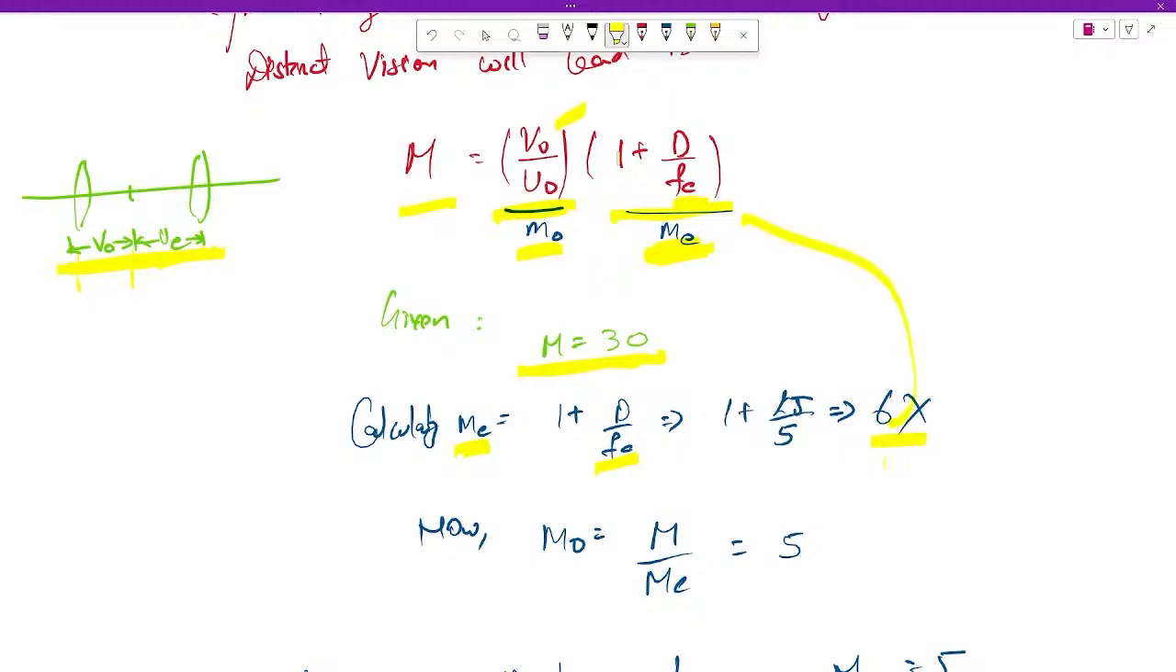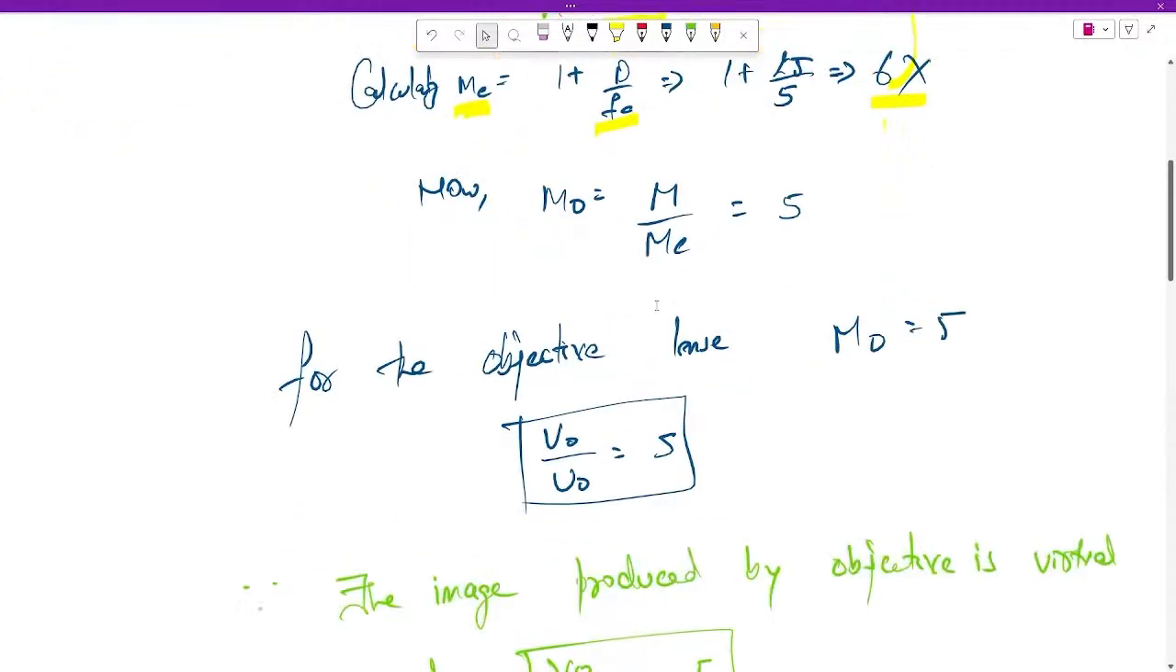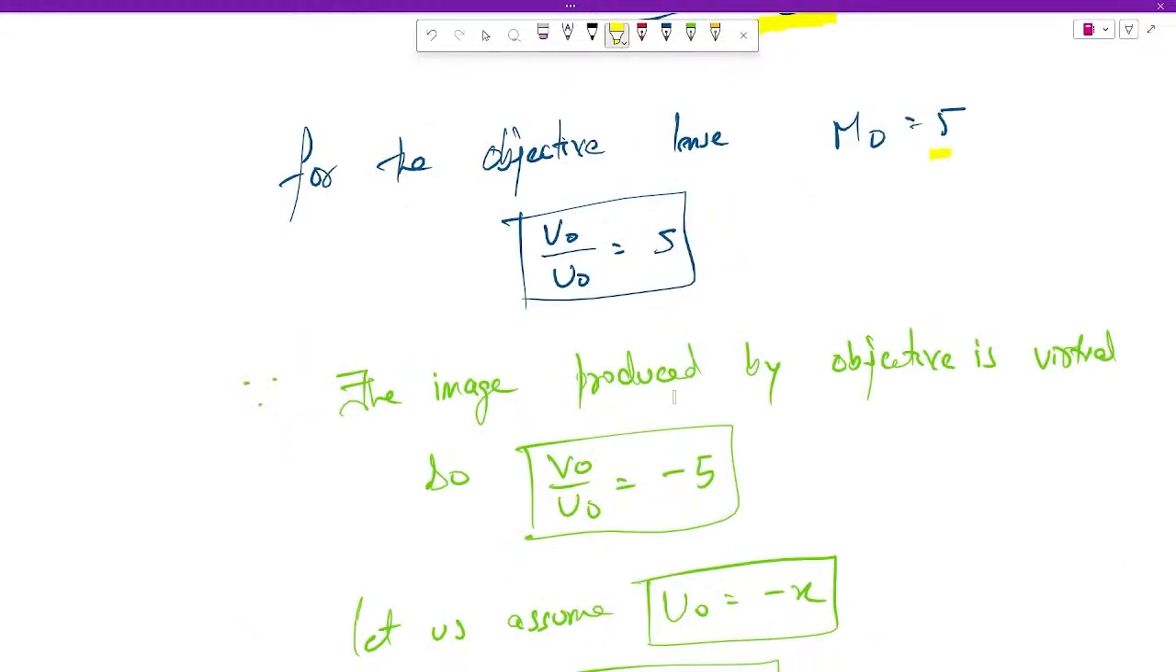Now we can substitute this 6x in this formula and find out the value of MO. Now finding the value of MO, we will get the value of 5. That is, magnification by the objective is going to be equal to 5 times. Now we know that the objective creates a virtual image, so we can write it as -5.